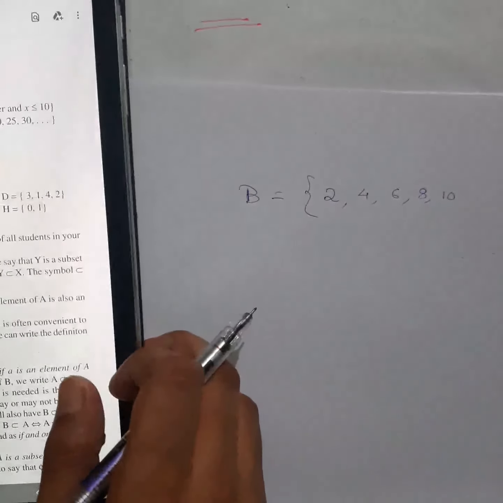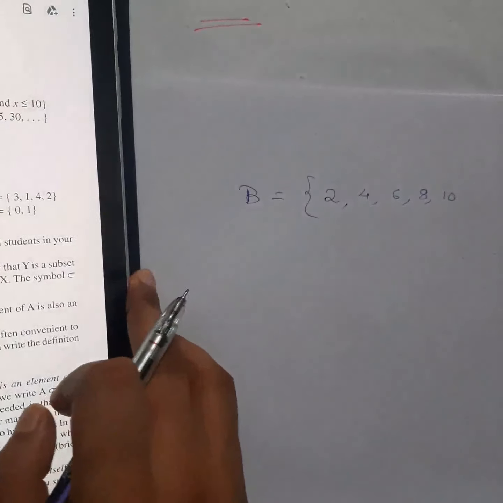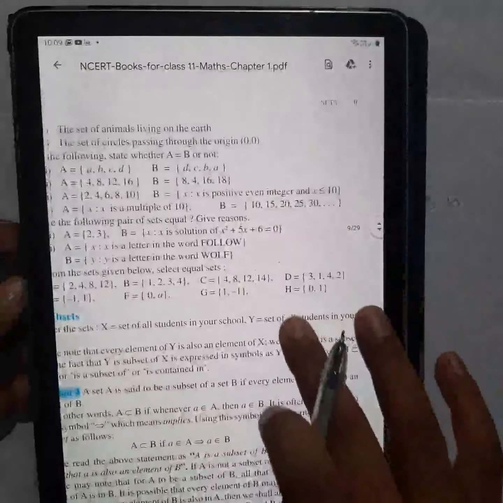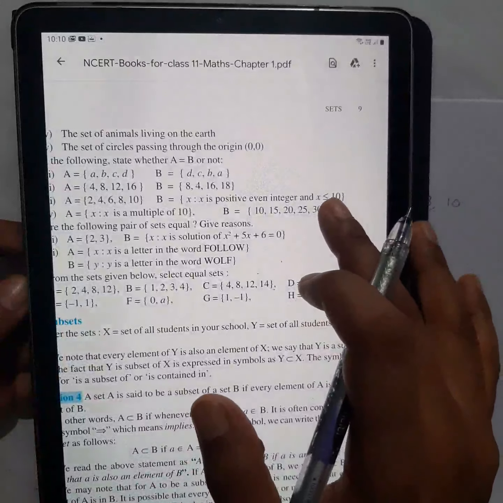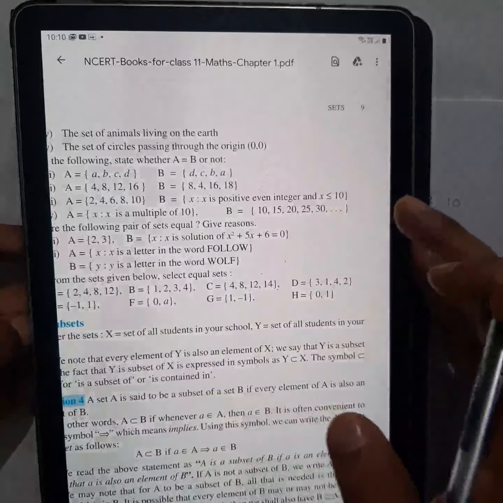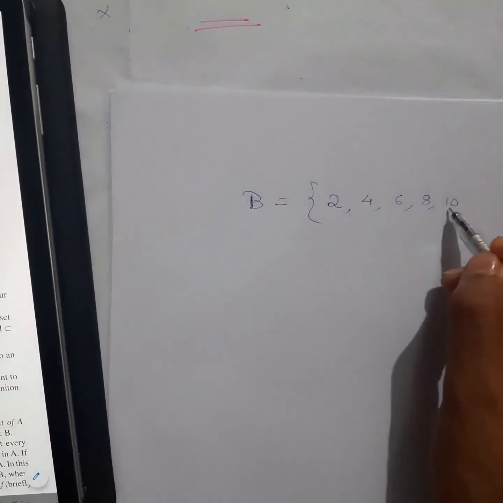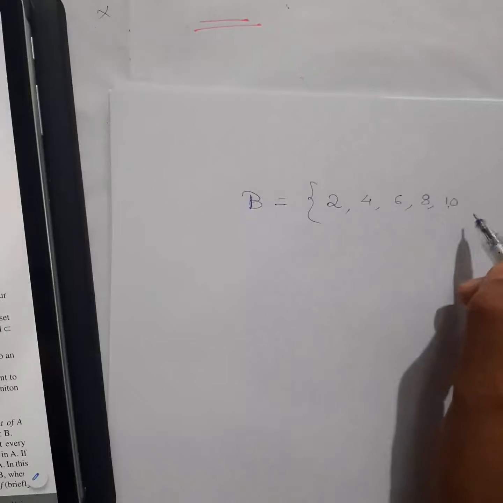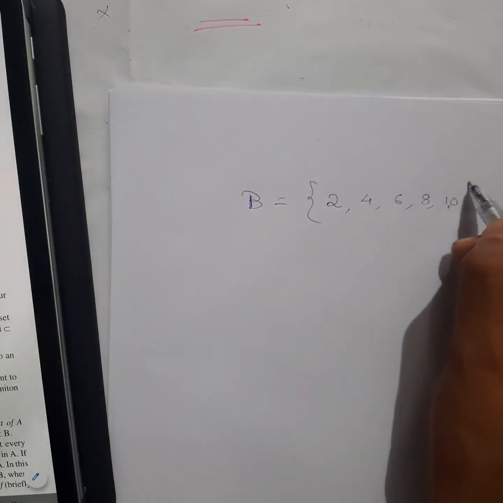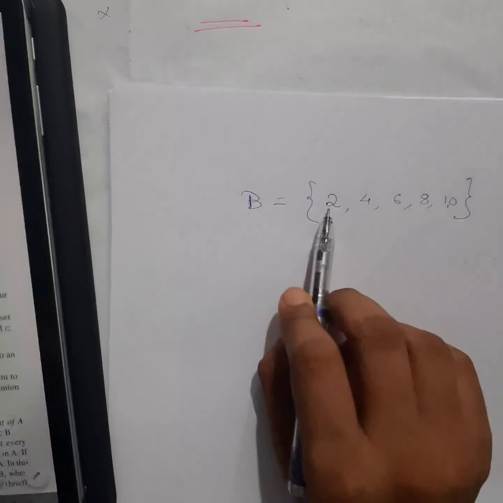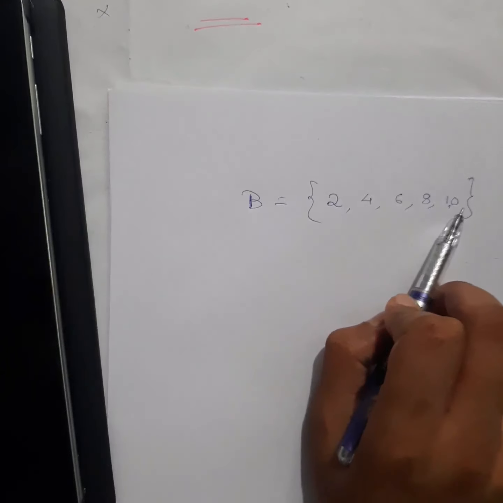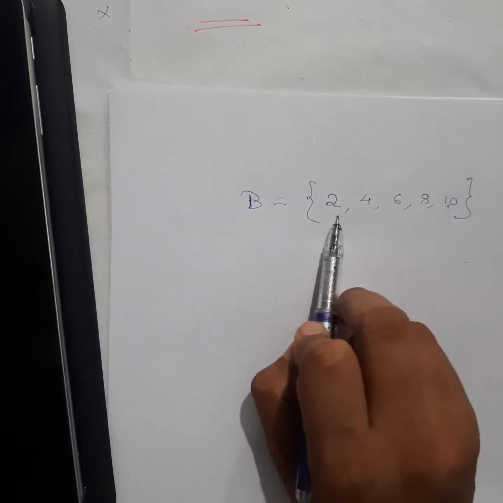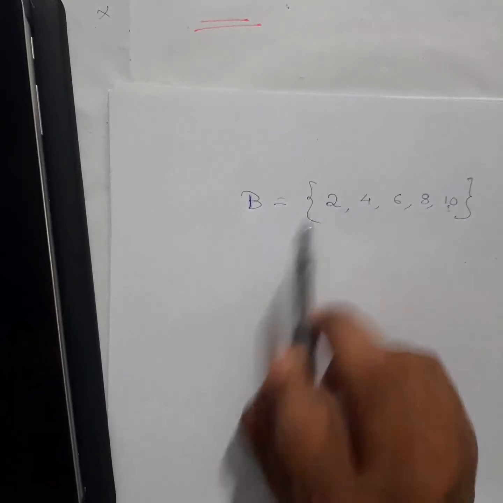And they have given the restriction. If I stop there itself, it will go on, then come 12, 14 like that. But they have given the restriction, X is less than or equal to 10. You have to take X less than or equal to 10. Less than 10, I have taken all the positive even integers, and equal to 10 also I have taken. More than that I cannot take, because they have said X is the element and X is less than or equal to 10. Okay, so these are the elements.